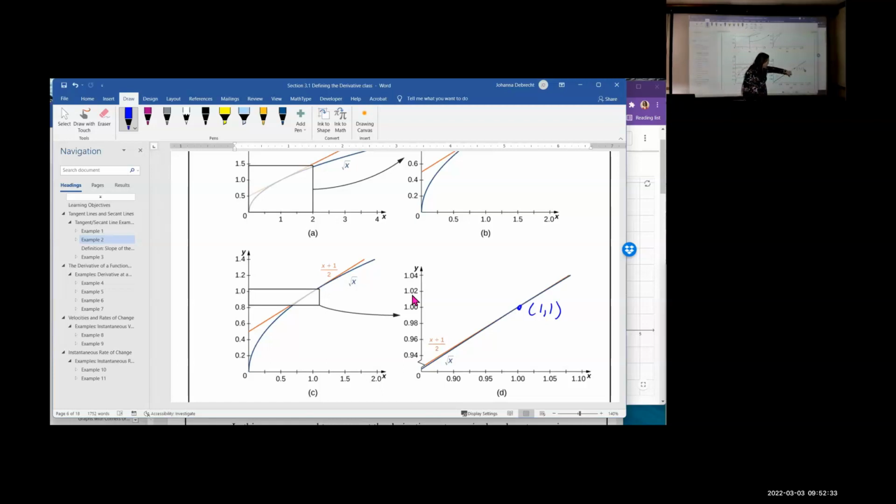So everywhere from about 0.95 up to about 1.05, you can hardly tell the difference between the tangent line and the curve. And notice that they're both linear.